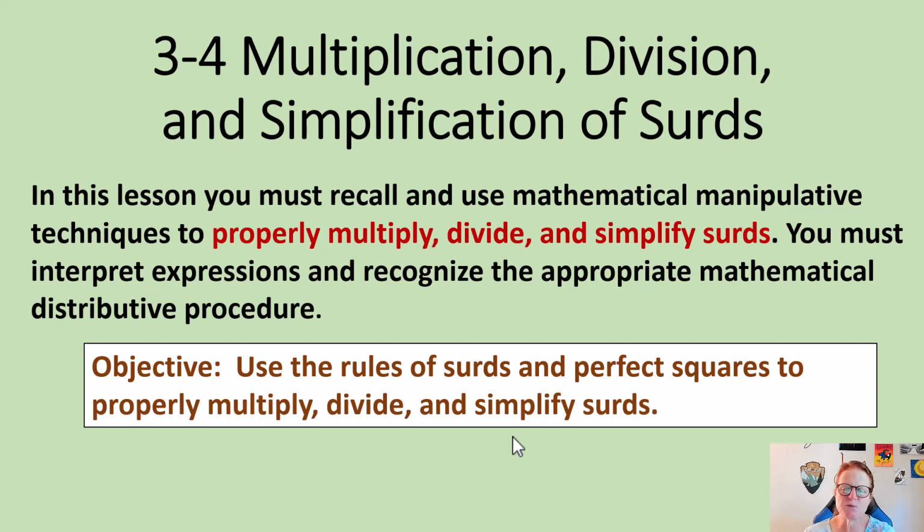This is 3-4, multiplication, division, and simplification of surds. In this lesson, you're going to learn how to properly multiply, divide, and simplify surds. Your objective is to use the rules of surds and perfect squares to properly multiply, divide, and then simplify surds. Make sure you pause the video and write this in your notebook.